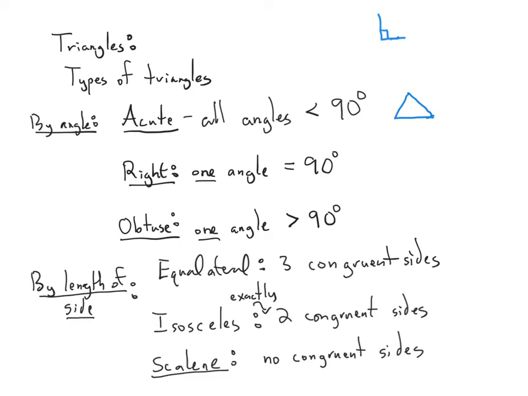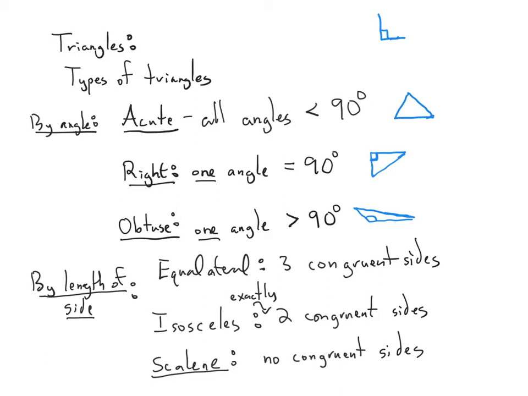A right triangle has exactly 1 angle that is 90 degrees. And an obtuse triangle has 1 angle that's larger than 90 degrees. That's more open than a right angle. So in this triangle, here is our angle that's larger than 90 degrees. It's more open than a 90-degree angle. So that's classifying our triangles by angles.